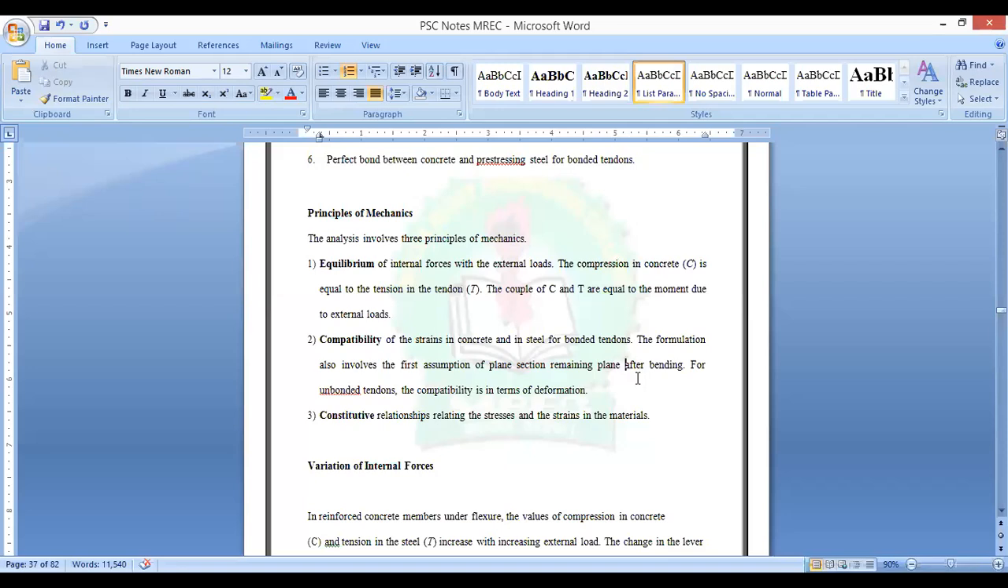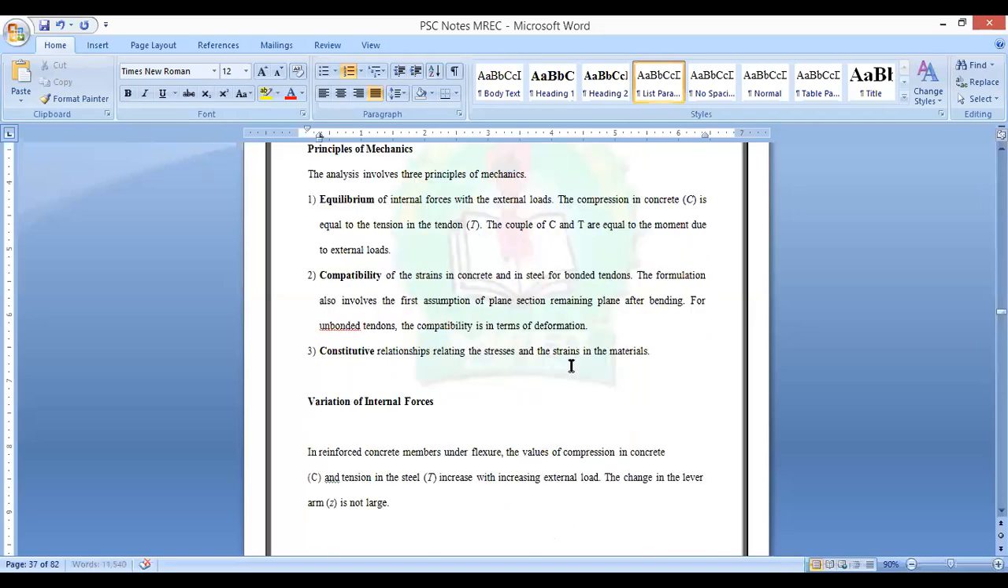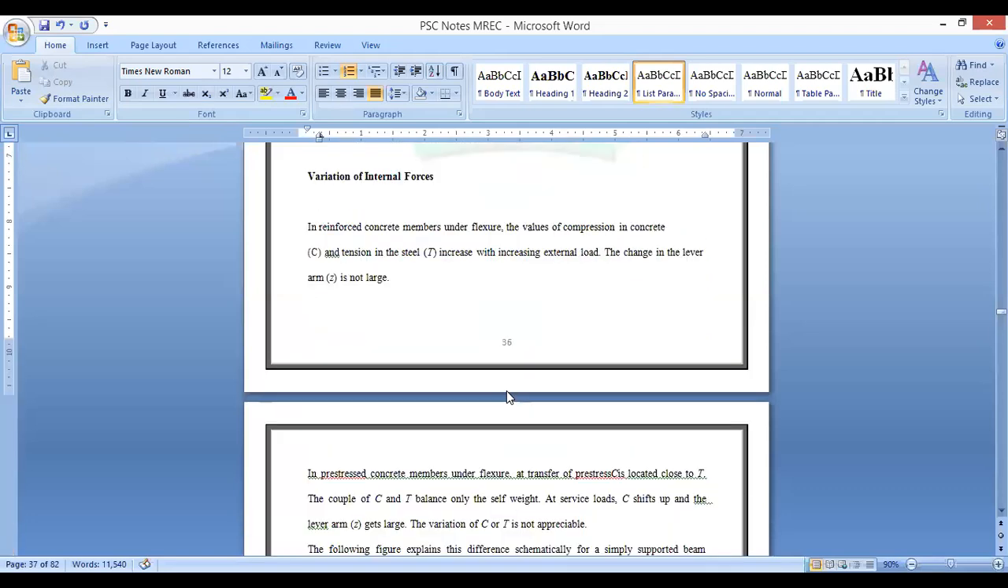Out of which we are going to use the first mechanism, which is the equilibrium mechanism, to analyze the prestressing member towards flexure. Okay. In the next class, we are going to discuss the variation of internal forces and the different modes of prestressing, like straight prestressing, axial prestressing, circular prestressing. These are all we are going to discuss further.